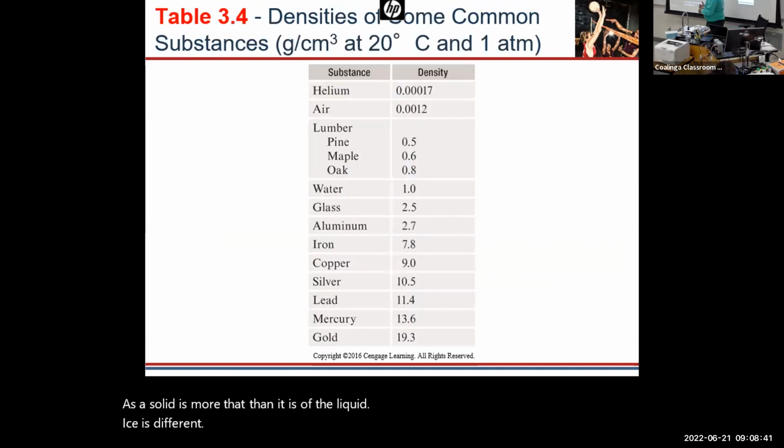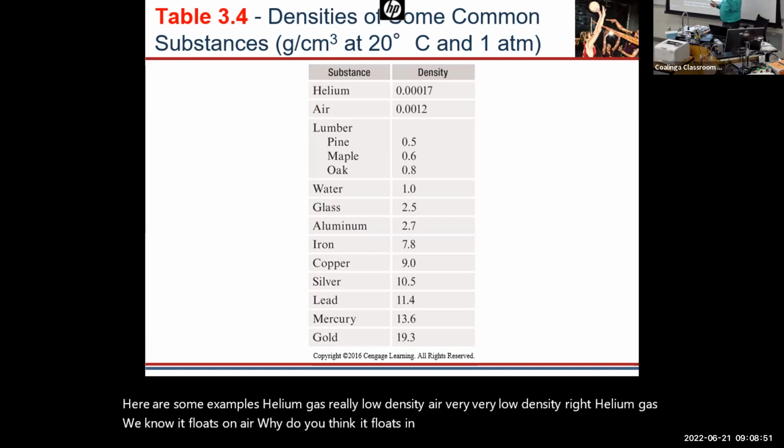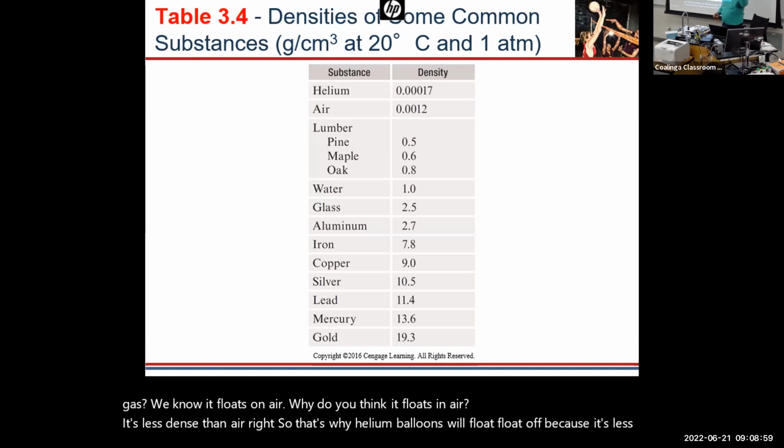Okay, here are some examples. Helium gas, really low density. Air, very, very low density, right? Helium gas, we know it floats on air. Why do you think it floats in air? It's less dense than air, right? So that's why helium balloons will float off, because it's less dense.